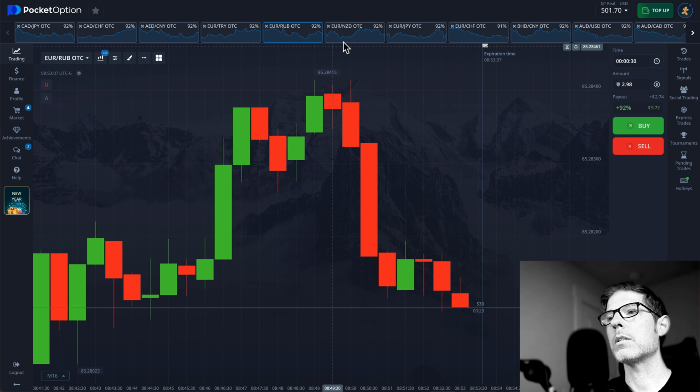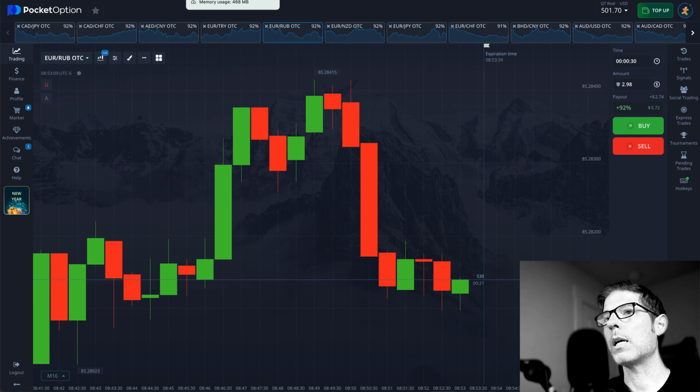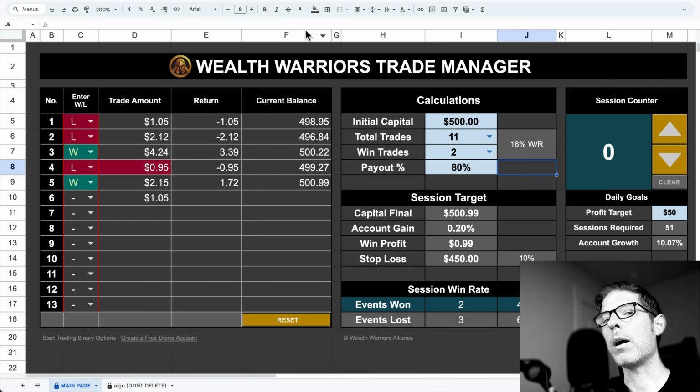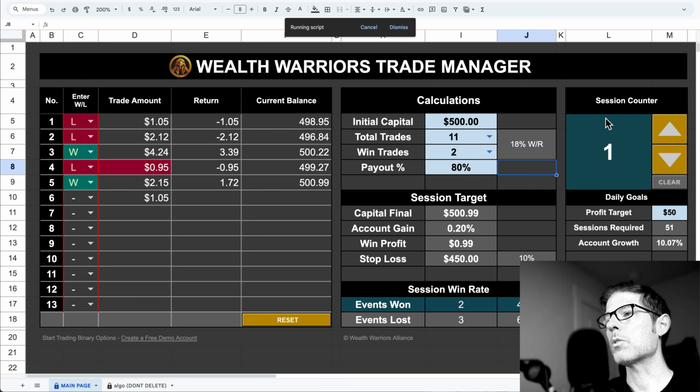If any of these assets drop down to even somewhere close to 80%, you can still come out and profit by using the trade manager. So really, really good stuff. You can mark this session as complete by clicking on the session counter.